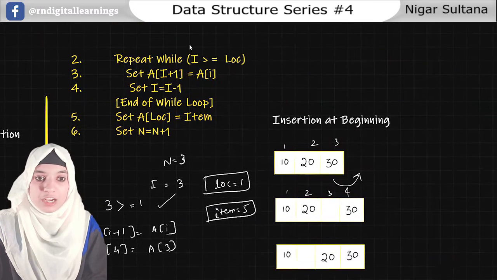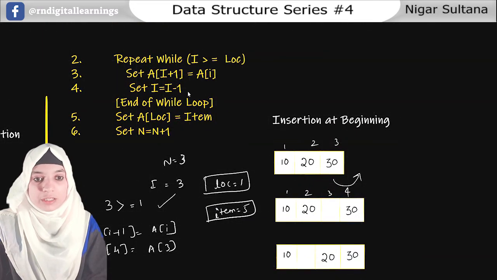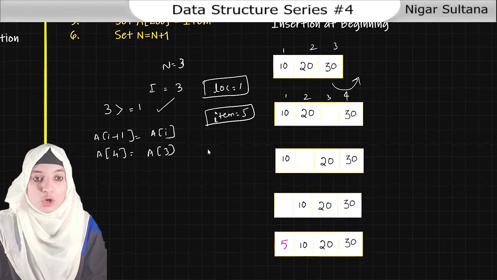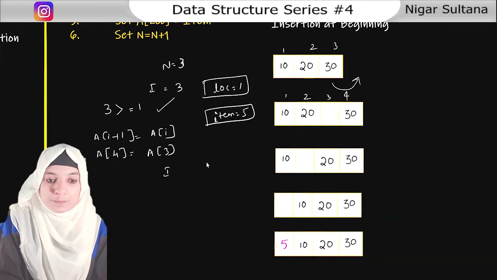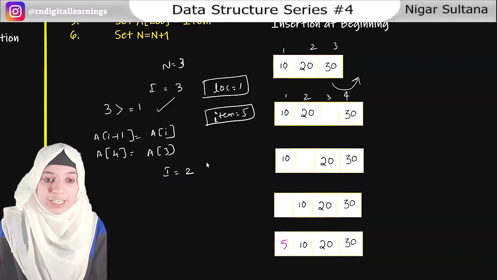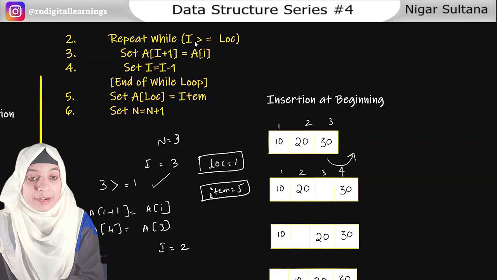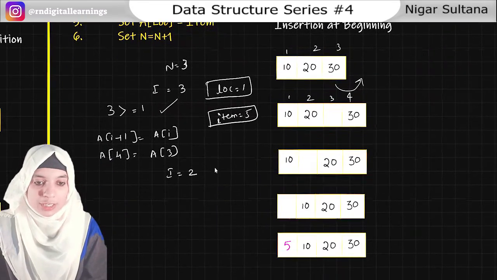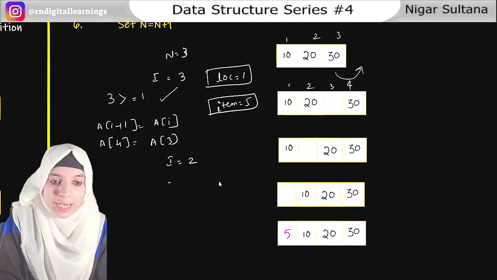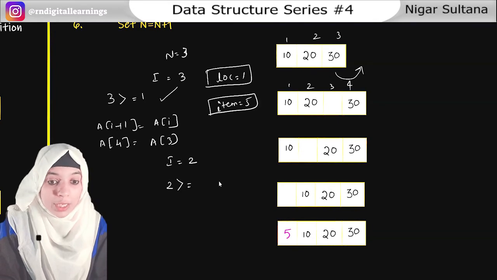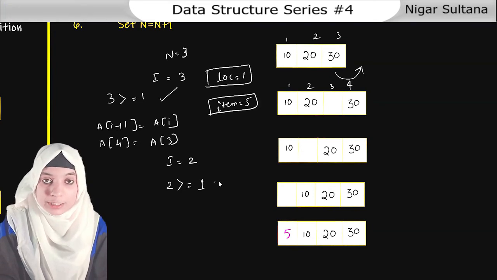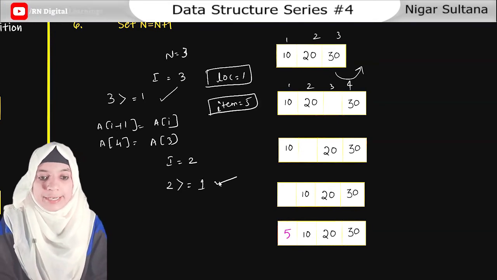I have told you after setting these values, I must decrement the value of I. So the value of I was 3. Now what is the value of I? I is 2 now. I need to check the condition, right? See, in the while loop, I need to check the condition whether I is greater than or equal to the location. Now let's check. Is I value greater than or equal to location? Is this true? Yes. If it is true, let's enter into the while loop.